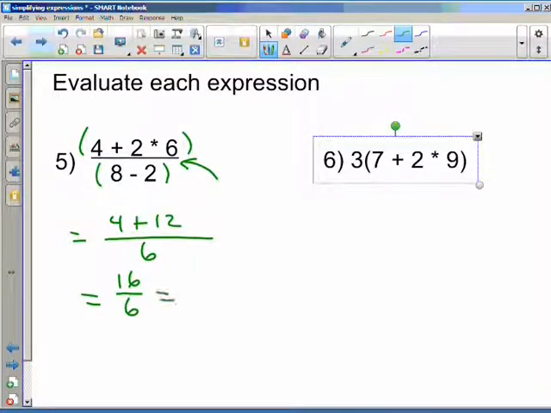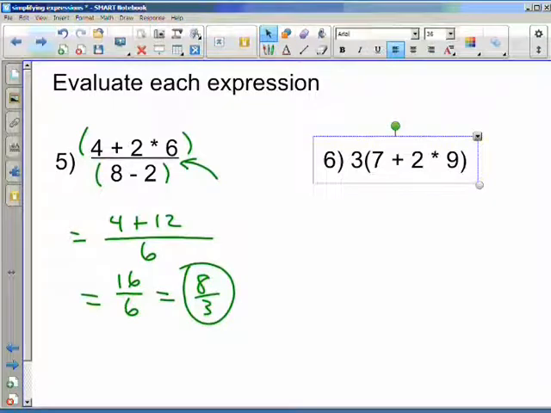And you should be able to reduce that. 2 goes into 16, 8 times, and into 6, 3 times. 8 thirds. We don't do mixed fractions. We just leave it as an improper fraction at the high school. Number 6, go ahead and try that on your own, see how it goes, and we'll come back.